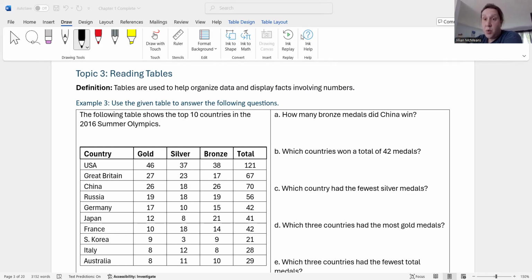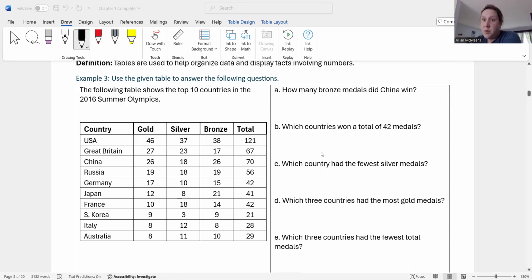Tables are used to help organize data and display facts involving numbers, okay? So for us, for example 3, it says use the given table to answer the following questions. So this table covers information about the 2016 Summer Olympics. Generally, when you have a table or a chart of some sort, there will be some kind of descriptive information. That's going to be really important to understanding what the values in the chart or the table mean. So in this case, the following table shows the top 10 countries in the 2016 Summer Olympics.